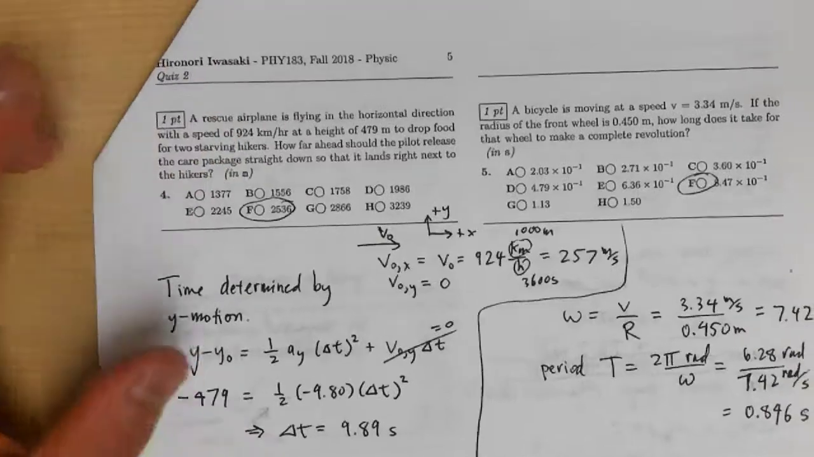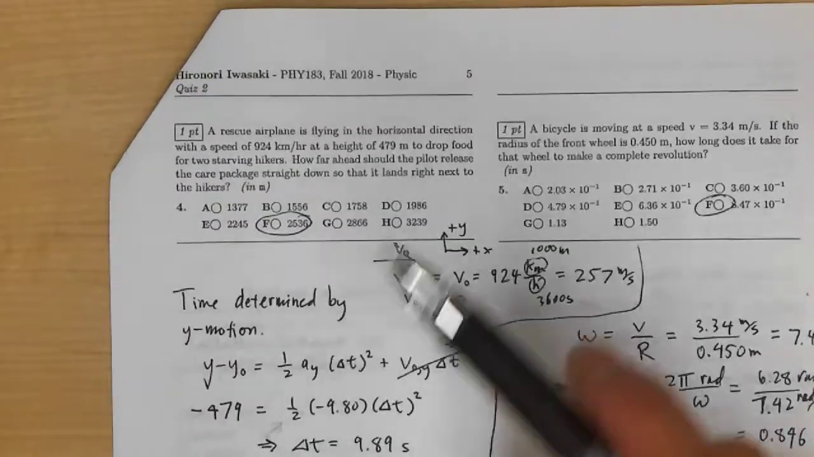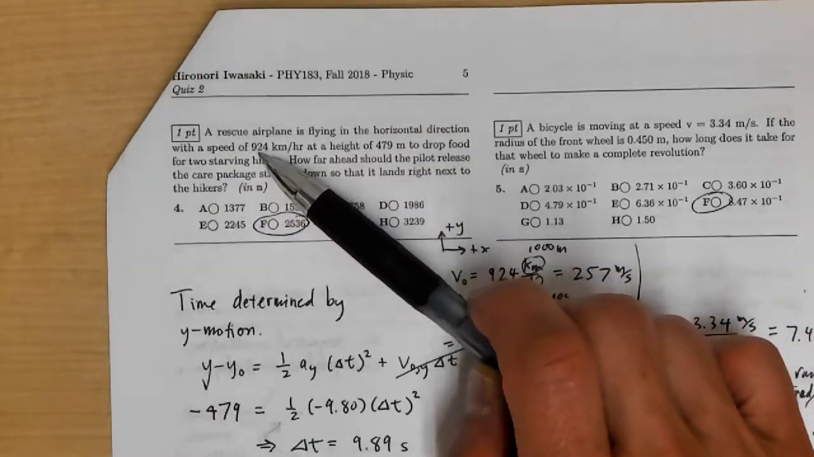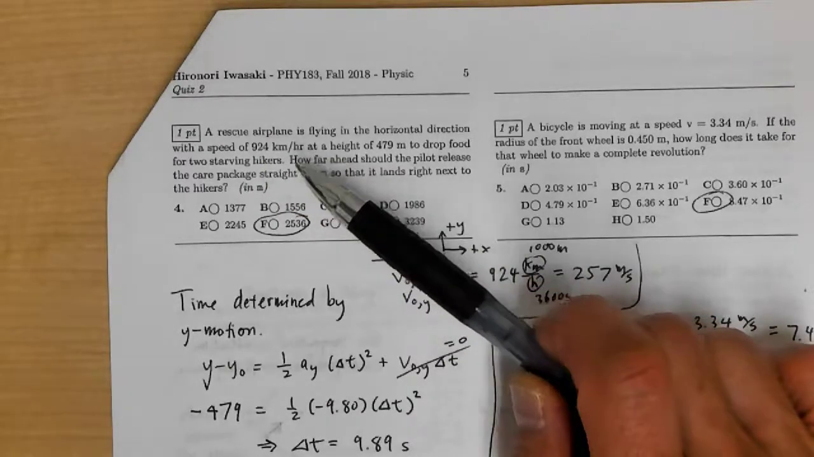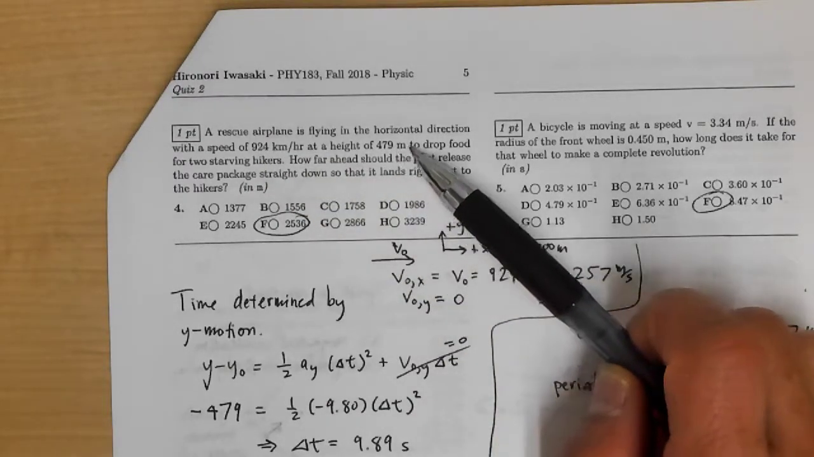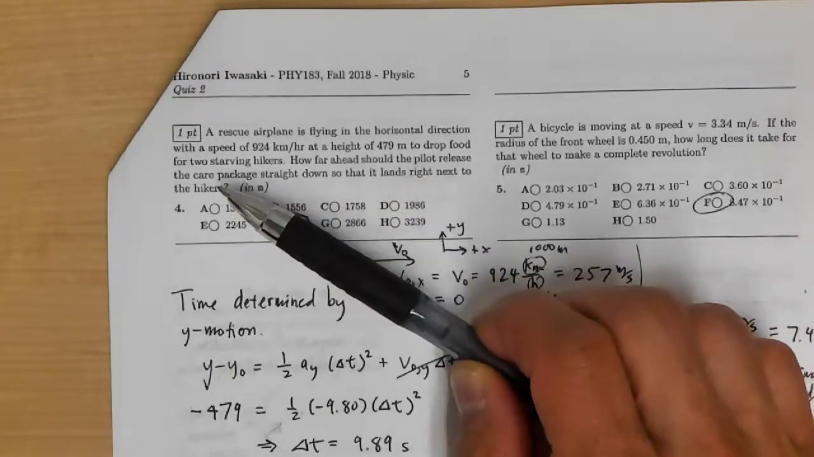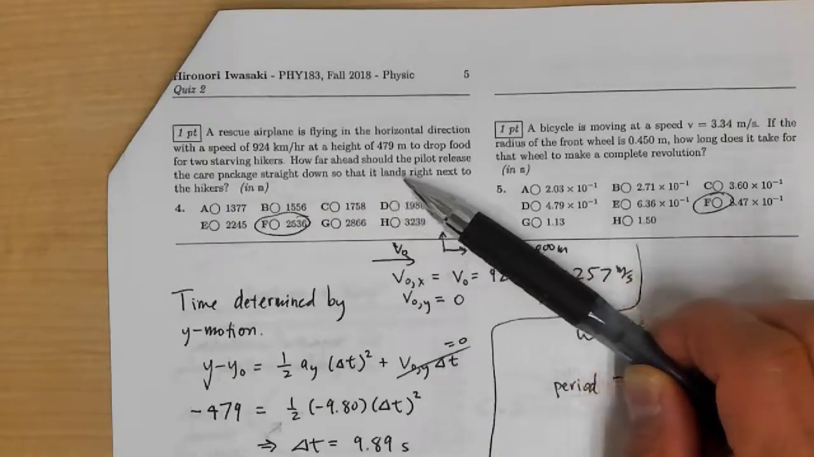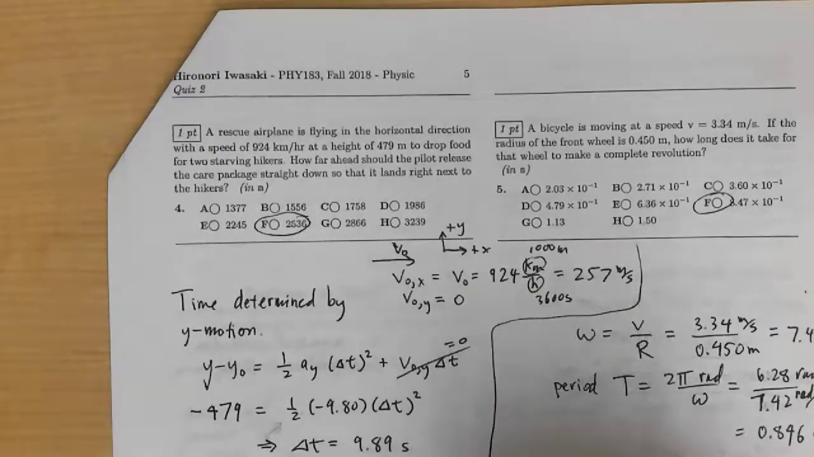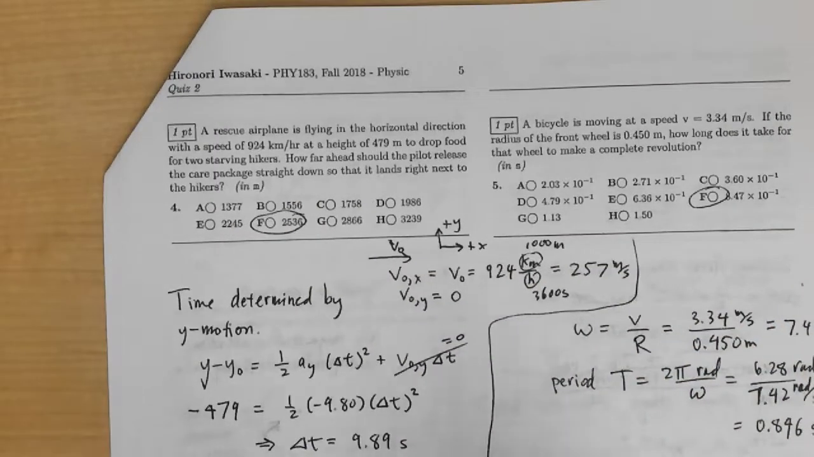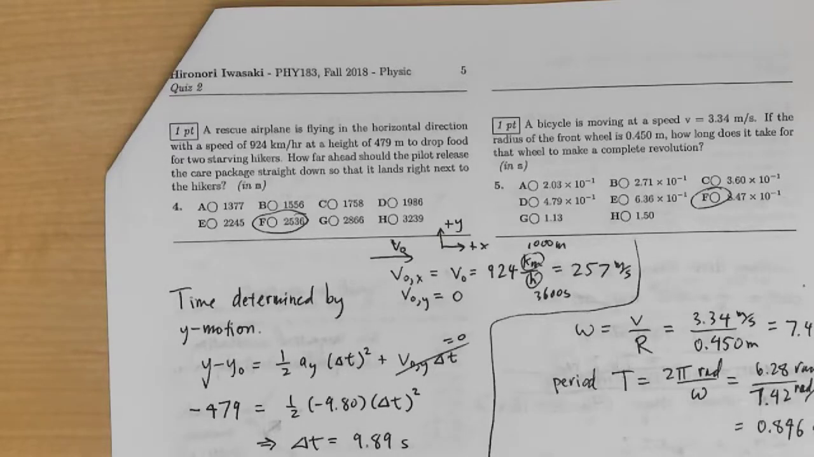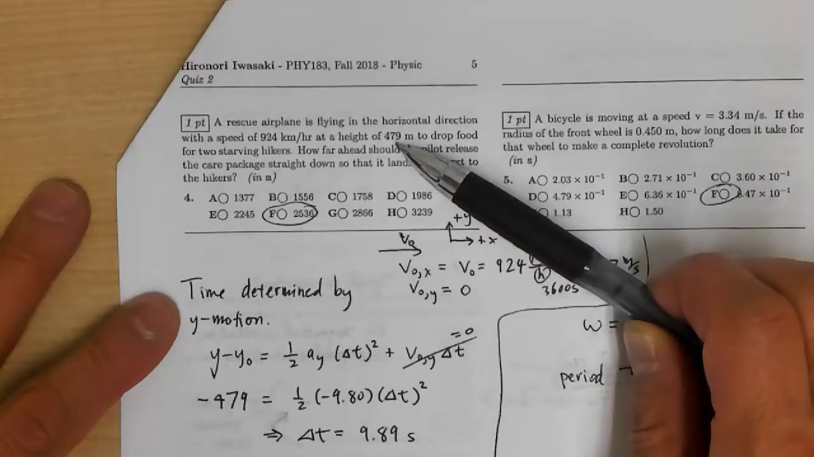Number 4, a rescue airplane is flying in the horizontal direction with a speed of 924 kilometers per hour at a height of 479 meters to drop food to two stranded hikers. How far ahead should the pilot release the care package straight down so that it lands right next to the hikers? The time of the drop will be determined by the y motion, because there's a set distance it needs to drop.